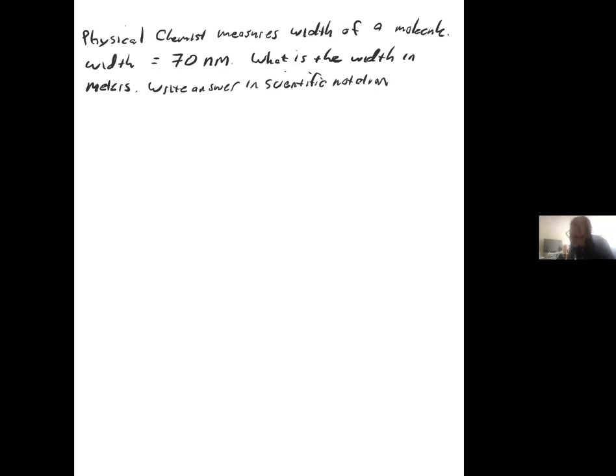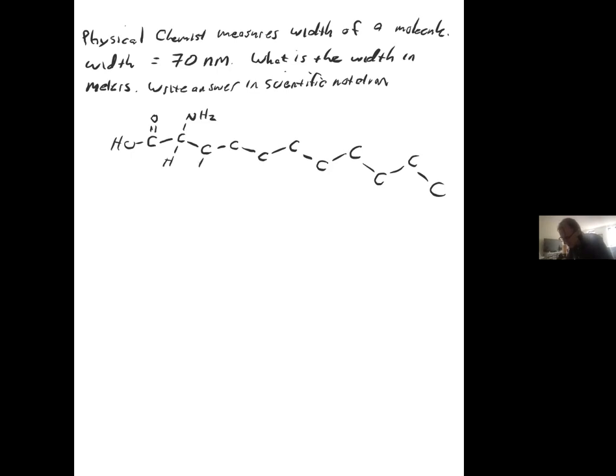A physical chemist measures the width of a molecule. The width is 70 nm. What is the width in meters? And then write the answer in scientific notation. Okay, so it's a little bit similar to the previous one. So it's the width of a molecule. 70 nanometers is pretty big actually. So maybe it's some hydrocarbon, a bunch of carbon atoms. 70 nanometers is pretty big, probably like a protein molecule, right? So let me put some oxygens in there. There we go. Okay. So anyways, the width is 70 nanometers, and that's how big it is. They're just saying that's how big it is.